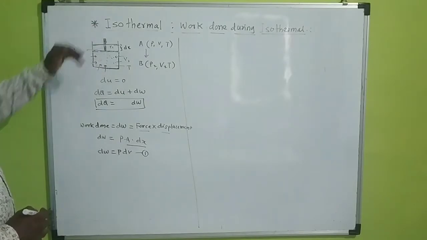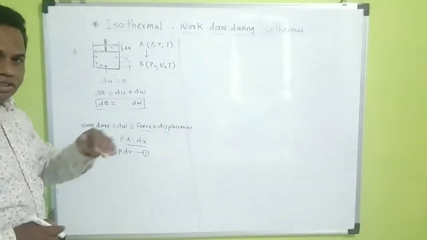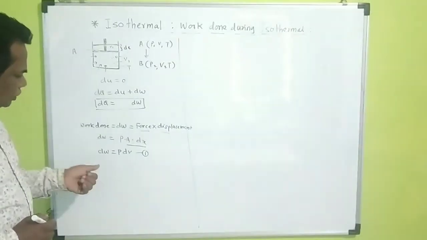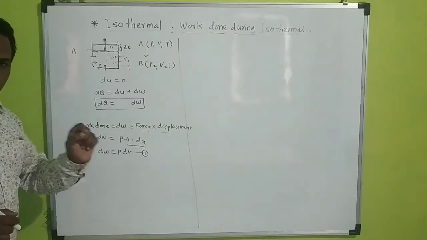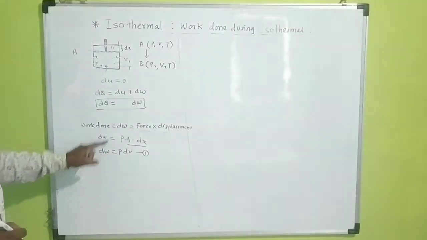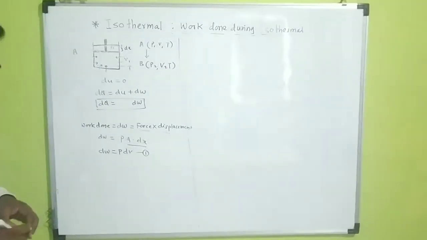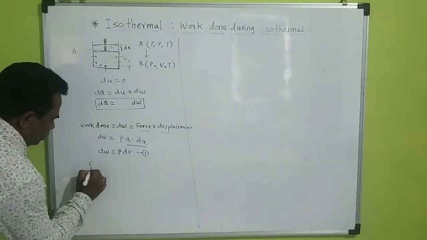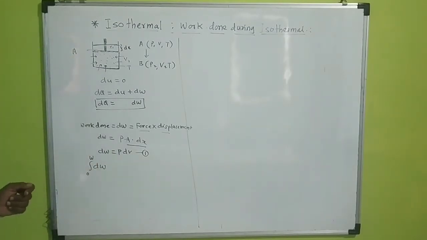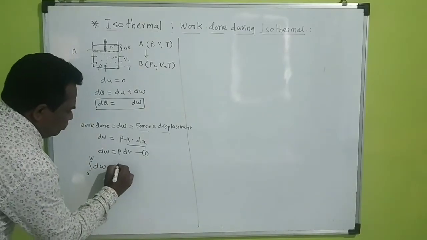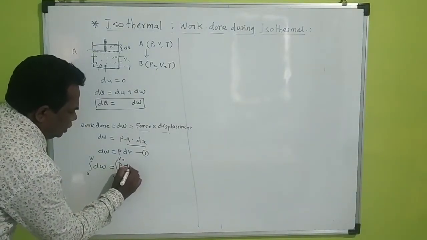To calculate the maximum change in volume, that is from V1 to V2, you have to calculate the total work done. This work done is a very small work done. To calculate from V1 to V2, we have to integrate this equation. When you integrate this equation, you will get the integral of dw from 0 to w, that is the total work done, equal to the integral from V1 to V2 of P dV.